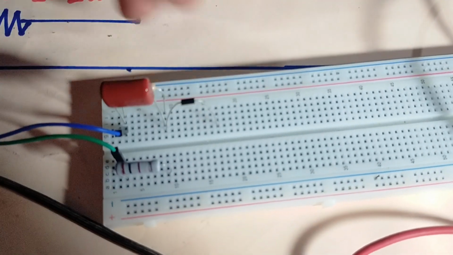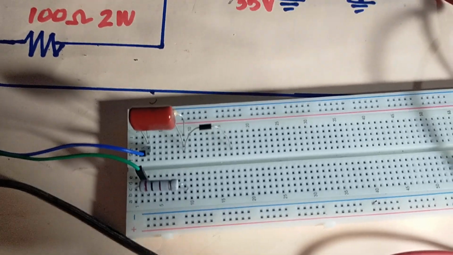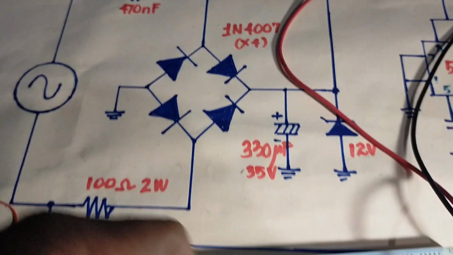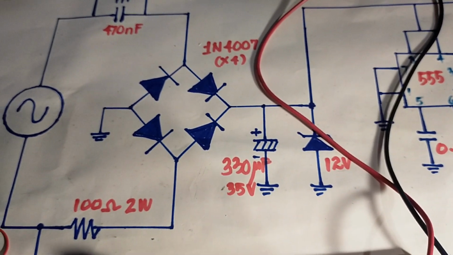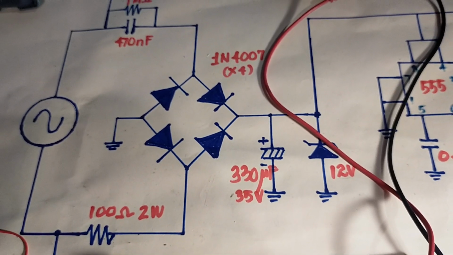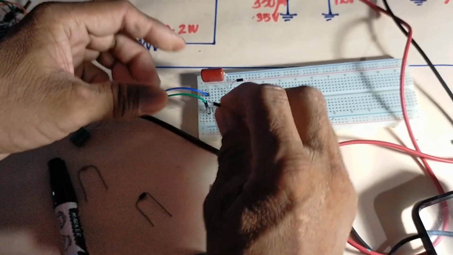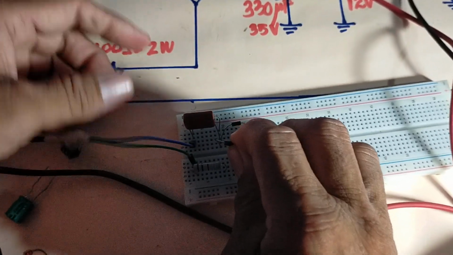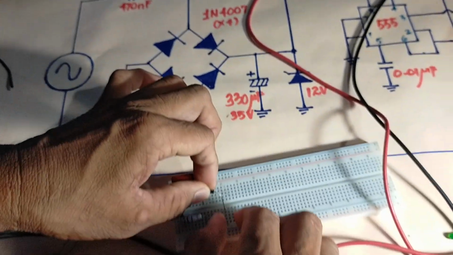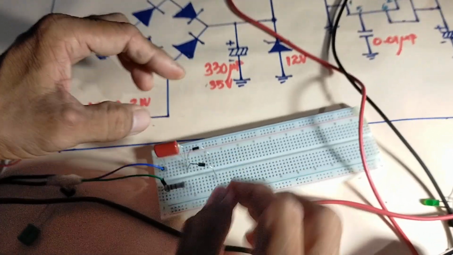Then the cathode of the next diode over here, the cathode, which is here, is connected here. There are two diodes connected to these two terminals. Okay, we'll put it here.